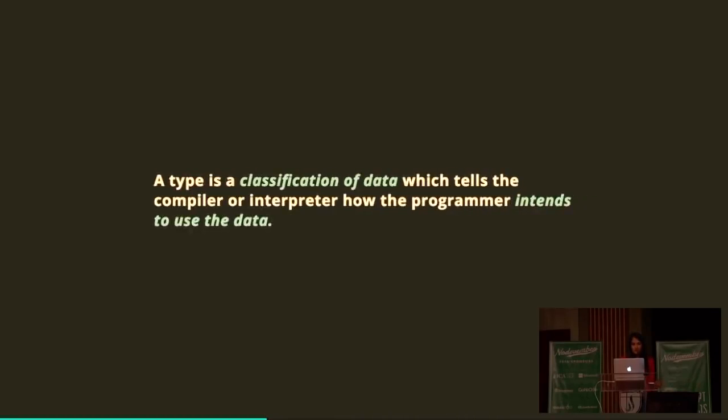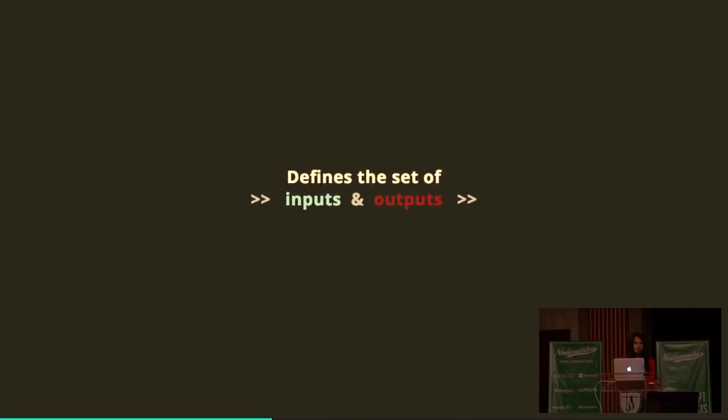So the second building block is types. Types are not native to JavaScript, so I'm going to give a definition, because I know most people might not be using types yet. A type is just a classification of data which tells the compiler or interpreter how the programmer intends to use the data. Essentially, it just defines a set of inputs and outputs to a function.